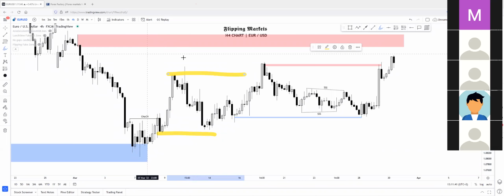Exactly, chilling markets, body close. This is the high point right here, because this wick couldn't body close above this high point. So this has been considered as a liquidity sweeping movement only and not a break of structure.